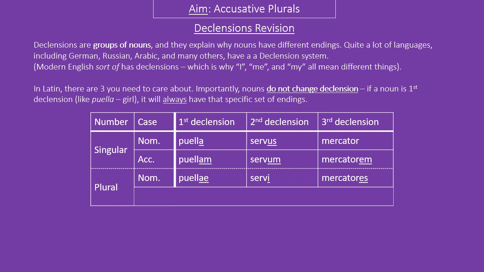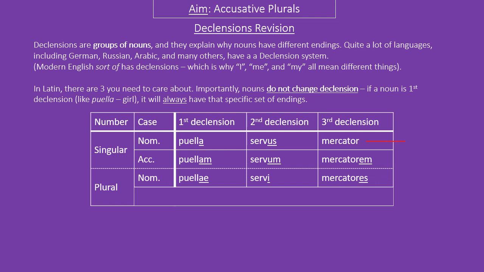So if we look at our endings here, we can see the word puella, which means girl in Latin, is first declension. So we can see its endings of a, am, and ae. This being for the singular nominative, so there's one person doing something. Singular accusative is one person having it done to it. And plural nominative, where there is more than one thing doing something.